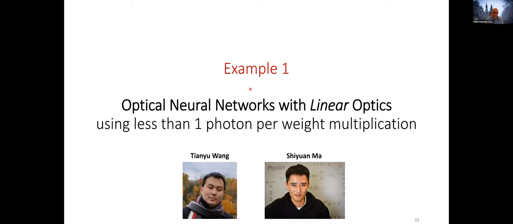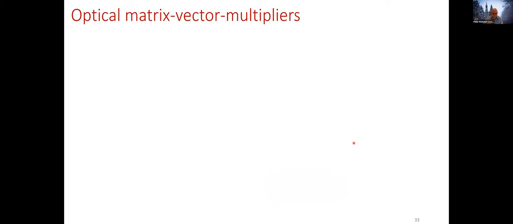And in this first example, we're going to use linear optics only. And the key part of this example is that we're going to show that we can use a very, very small amount of optical power to do scalar multiplications as part of a matrix vector multiplication. And this gets to really both spatial parallelism as well as this nearly dissipationless dynamics. And this work was led by Tianyu Wang, who's a postdoc in my group, and he worked with a PhD student, Xiyun Ma.